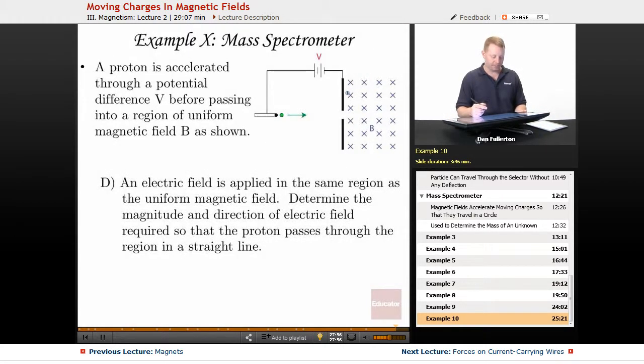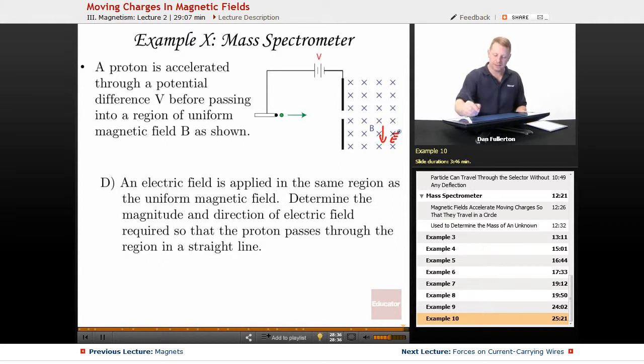All right, last one. An electric field is applied in the same region as the uniform magnetic field. So over here, determine the magnitude and direction of electric field required so that a proton passes through the region in a straight line. So now we're setting this up so that we have a velocity selector, so that the particle goes through unhindered. Well, the first thing is we saw the magnetic force was pointed toward the top of our screen. That means that our electric force is going to have to be down. Therefore, our electric field is going to have to point down because it's a positive particle.